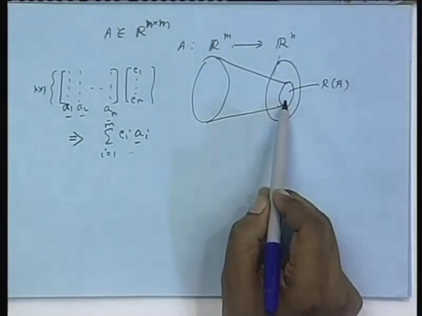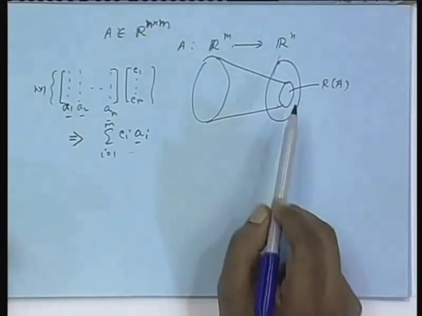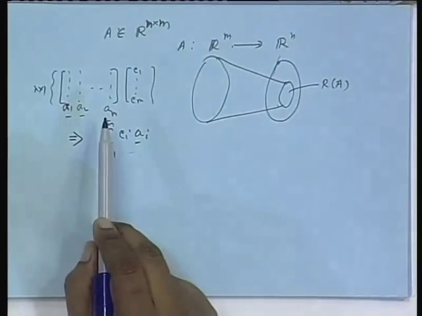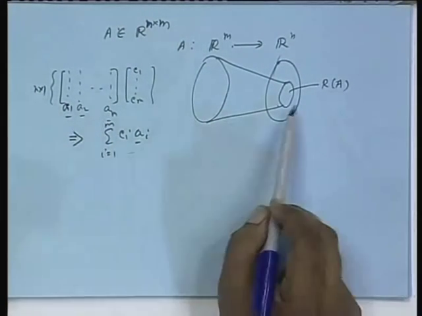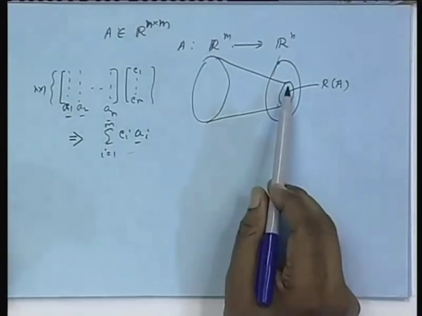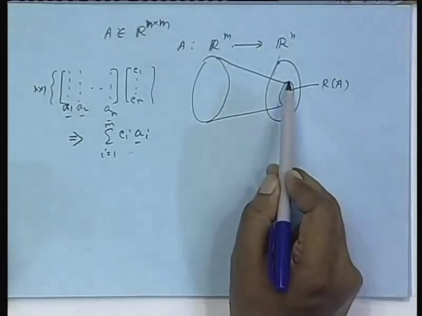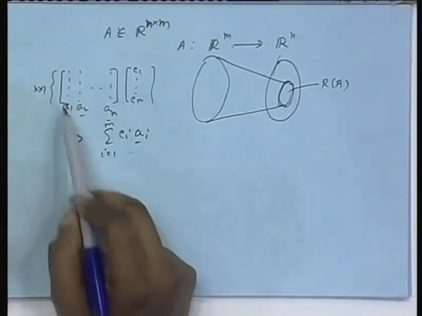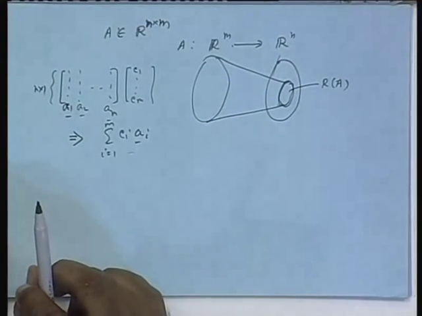So the range space is nothing but the column space of the matrix, I repeat, because any vector of the range space is a linear combination of certain columns, and these columns are the column vectors of this matrix.